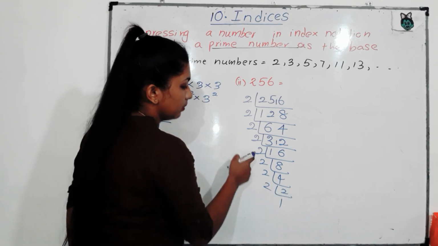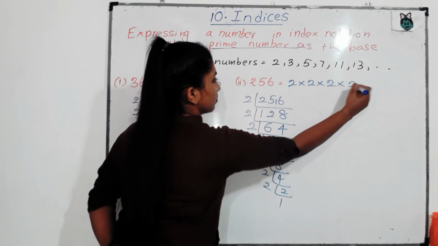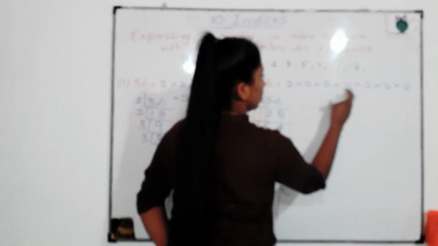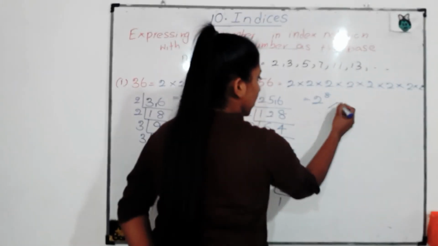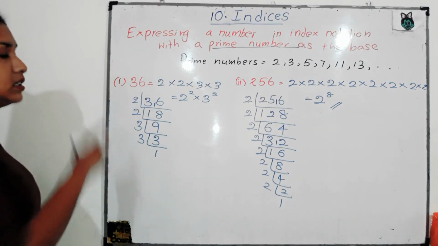1, 2, 3, 4, 5, 6, 7, 8. Then this one can be written as 2 to the power 8. Now you can do your review exercise of the 10th lesson.